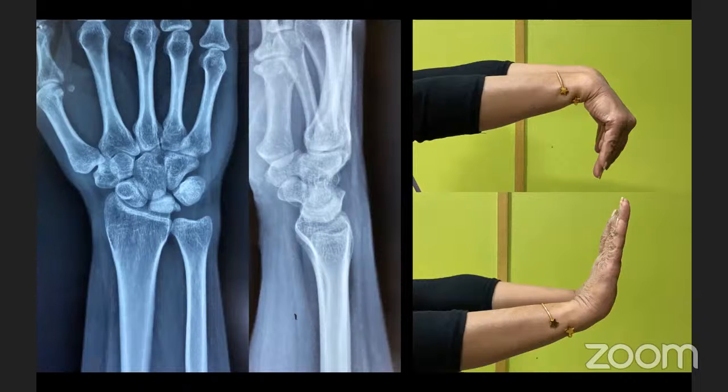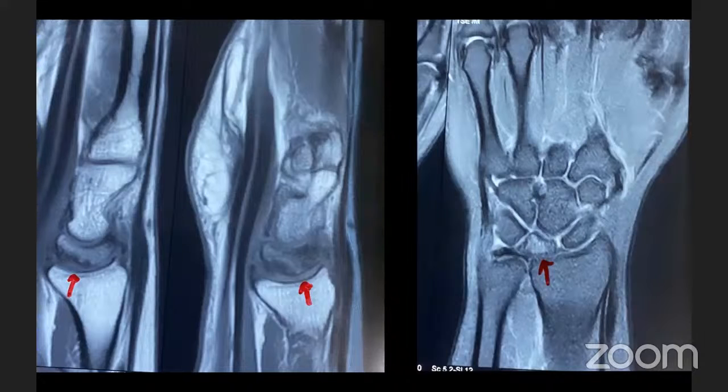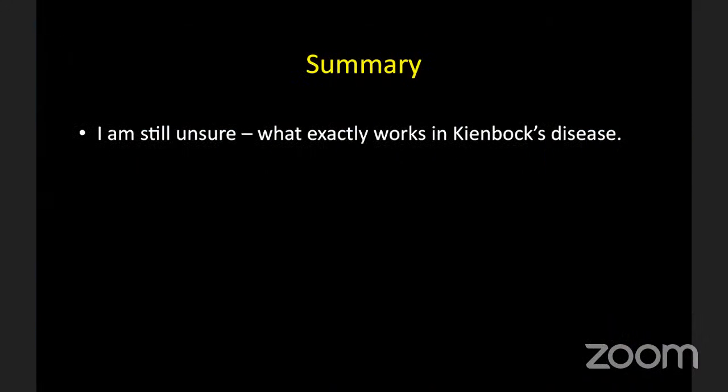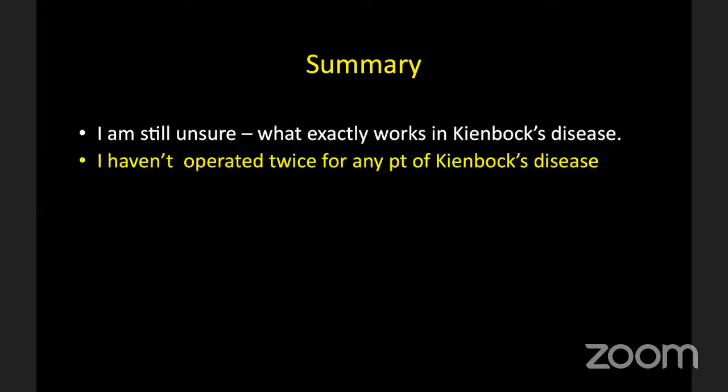And she had a question as to why she continues to enjoy such good range of movement 11 years on, after she was advised a certain procedure to prevent wrist arthrosis and advanced collapse. How come she's enjoying this range of movement? So this is her current MRI. It doesn't look very bad, though there are some signs of articular cartilage thinning.